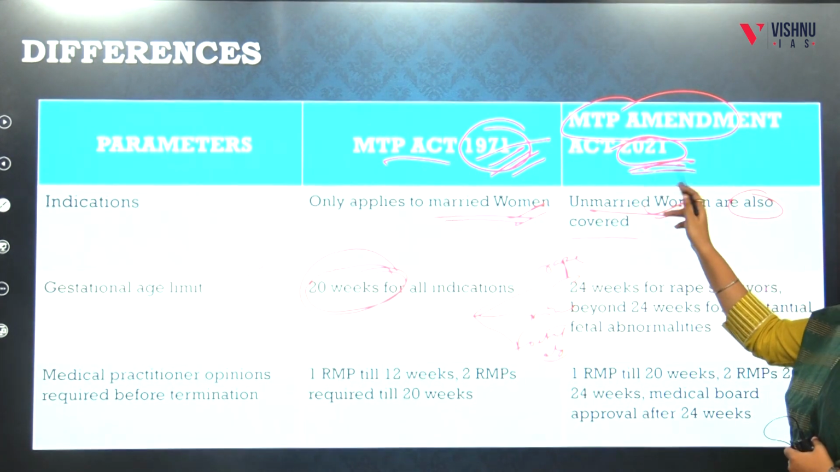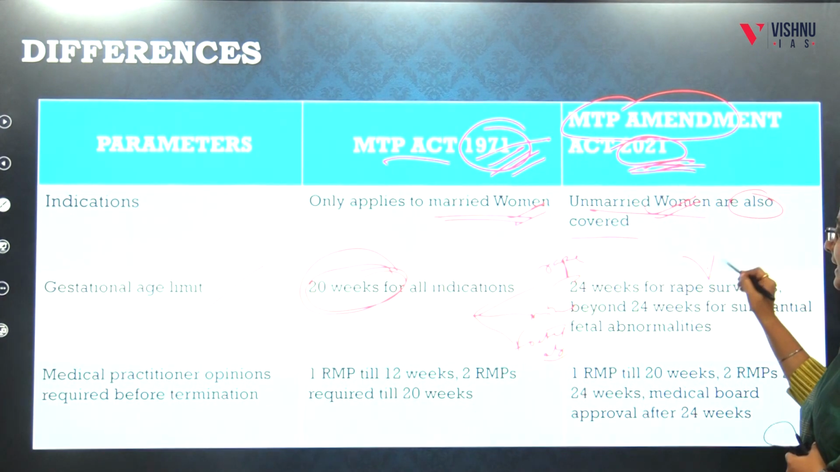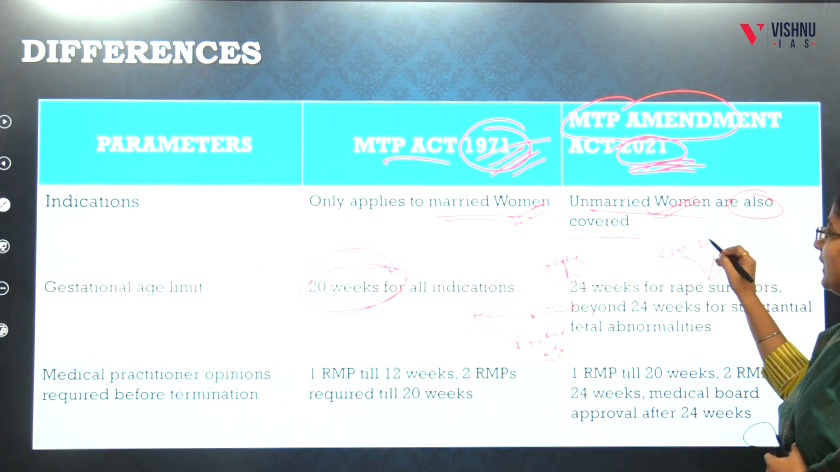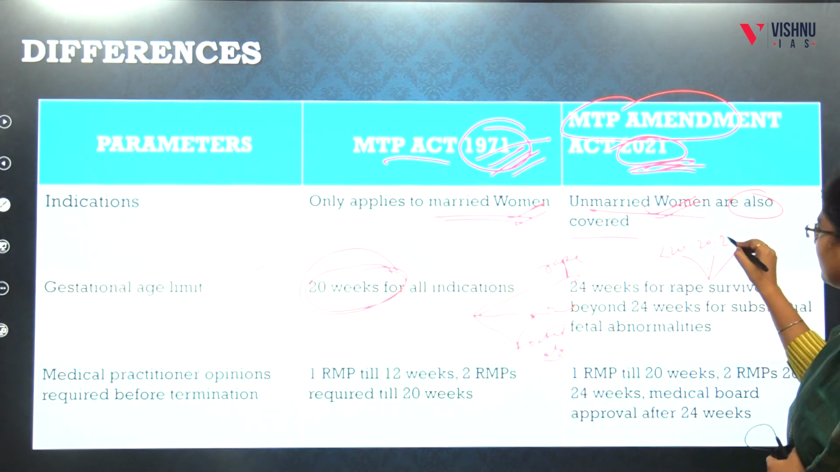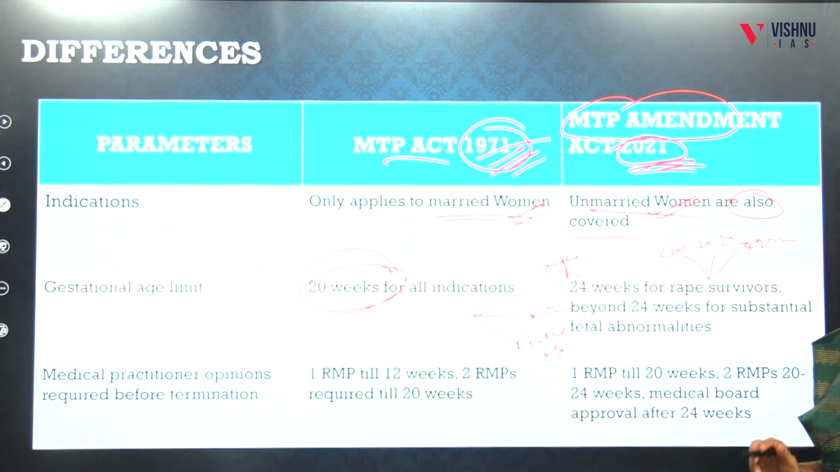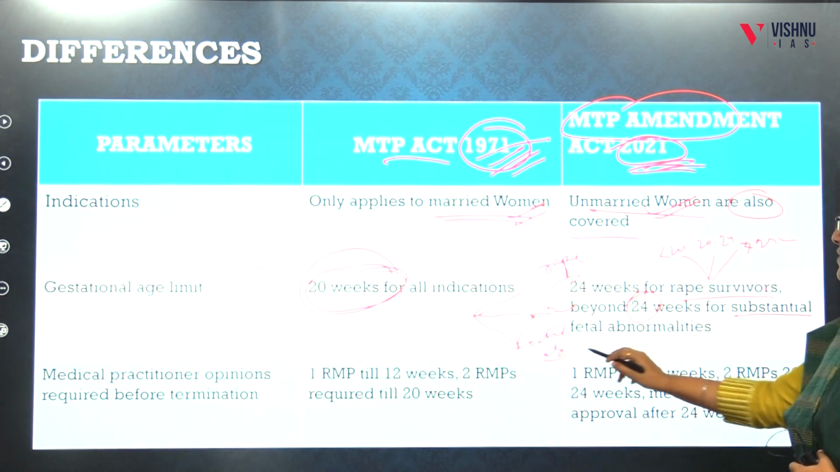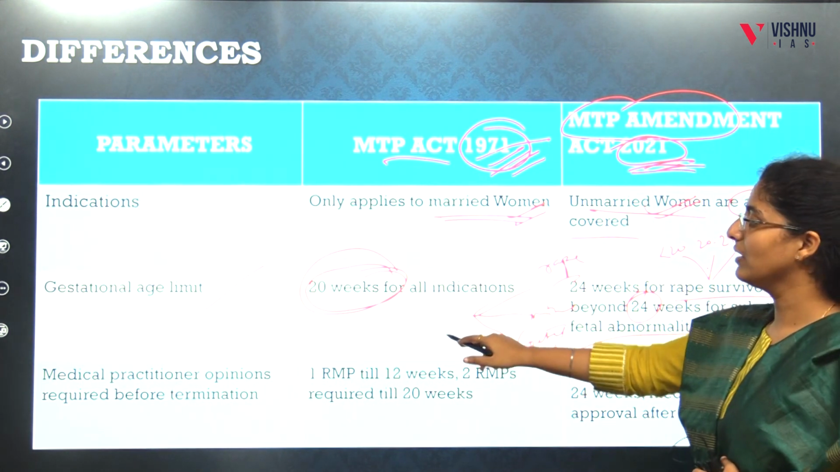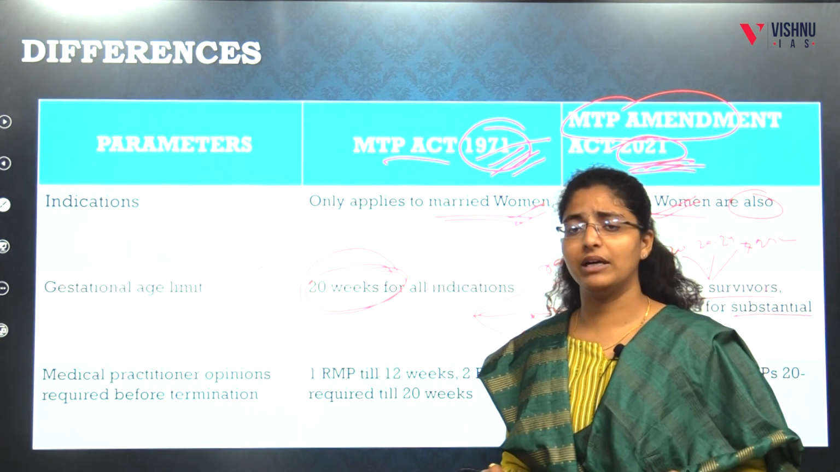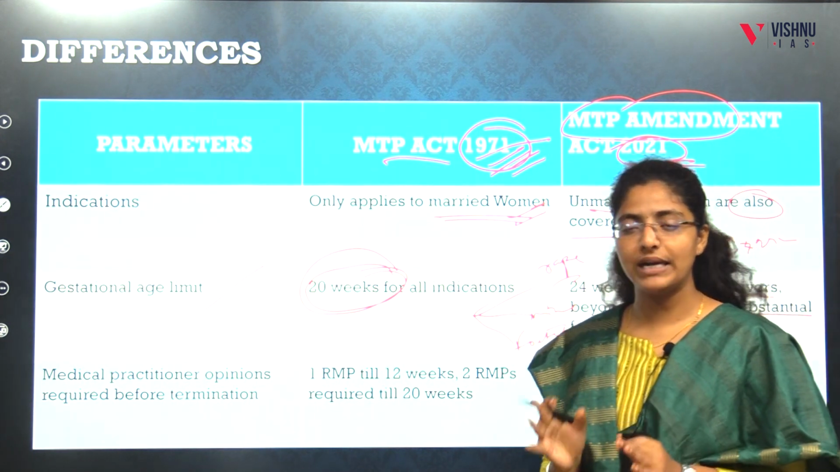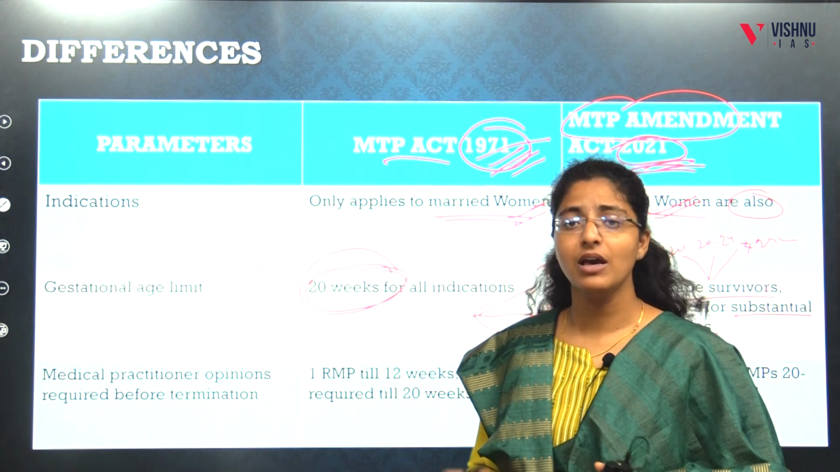So in the 2021 Act, we made three distinctions in the gestational age limit: less than 20 weeks, 20 to 24 weeks and more than 24 weeks. Here the time limit is 24 weeks for rape survivors, and beyond 24 weeks for substantial fetal abnormalities. In 1971, for all indications, for married women, whatever the circumstances, the woman could terminate her pregnancy only before 20 weeks.